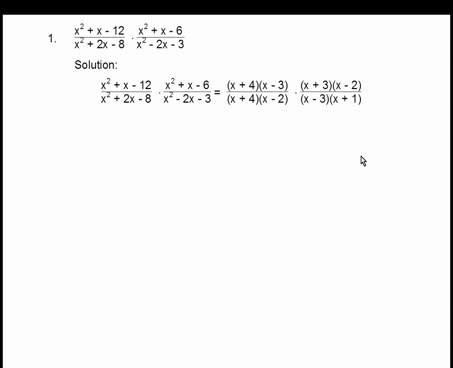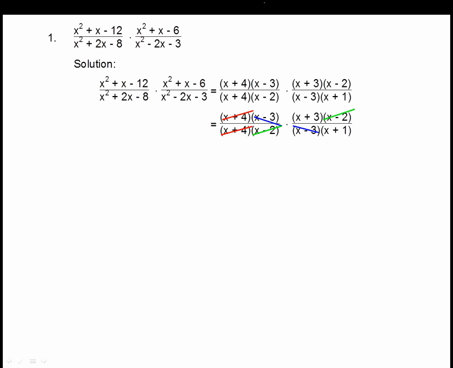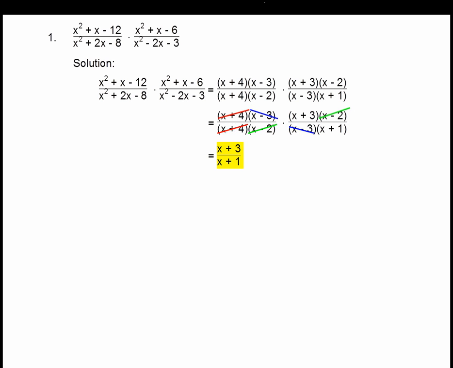Okay, now the idea is to start canceling. I can see the x plus 4s canceling, the x minus 3s canceling, and the x minus 2s canceling. So there's all the canceling that can take place. After we have canceled everything in sight, the only thing left in the numerator is x plus 3, and the denominator is just x plus 1. So our final answer is (x plus 3) over (x plus 1). Notice we never actually did multiply. Even though the operation was multiplication, all we did was factor and cancel.